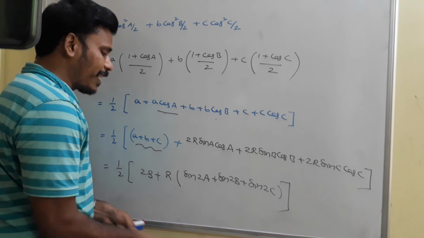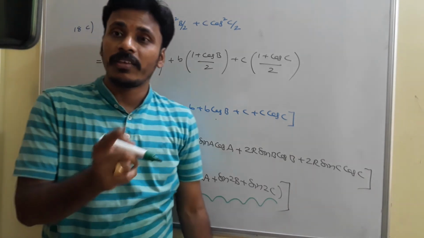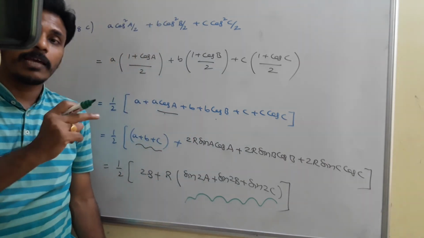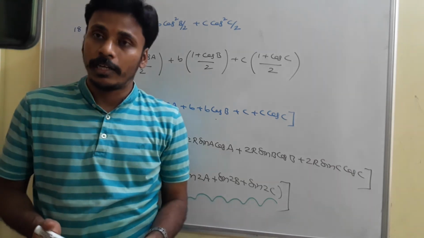Now you need to think about this sin 2A plus sin 2B plus sin 2C. If A, B, C are the angles of a triangle, then in the sense A plus B plus C is 180, then what can you say about this sin 2A plus sin 2B plus sin 2C?